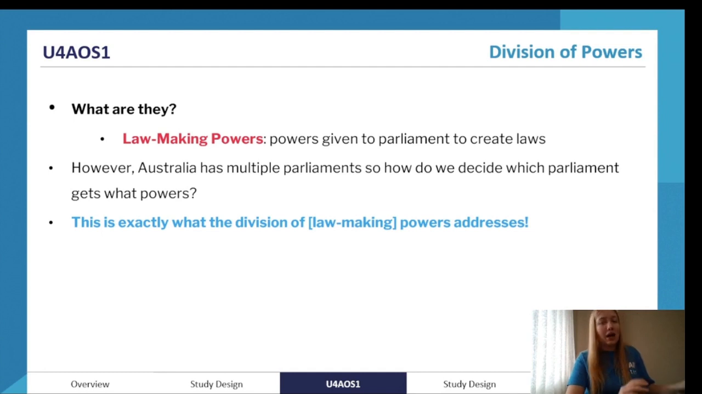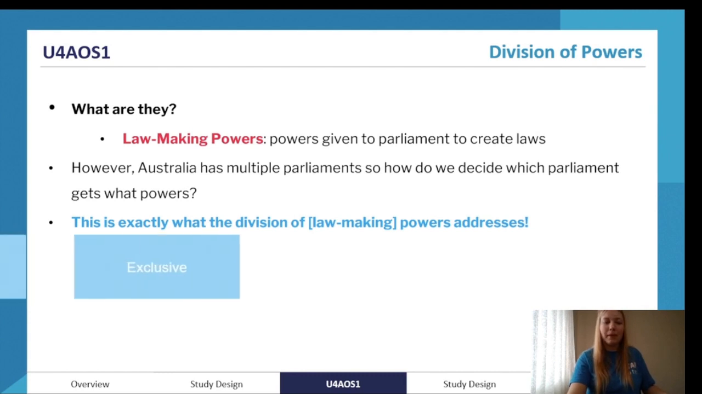So division of powers is how it's divided between the states and the Commonwealth. Separation of powers refers to how there's no overlap between judicial, executive and legislative powers, or supposedly. And it's separated by the Constitution. So we'll have a look at that concept as well later on. So this division of powers decides essentially, obviously we have states and we have the Commonwealth. So how do we know which parliament is going to have which powers? And it resolves this problem.